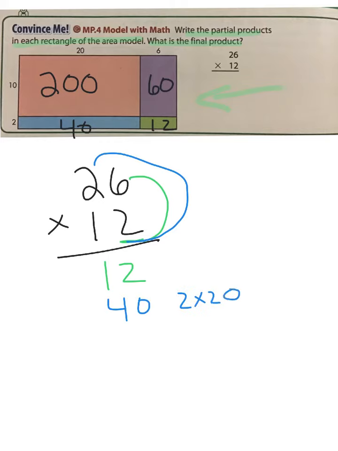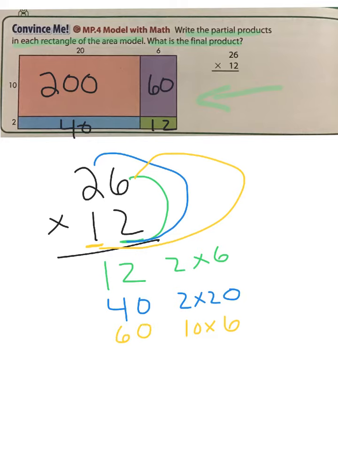And I will write down what we did for the first one over here. We did 2 times 6. For our next partial product, we're going to start with the tens place on the bottom. So this one is actually worth 10. So we are going to multiply 10 times 6. And we would get 60.